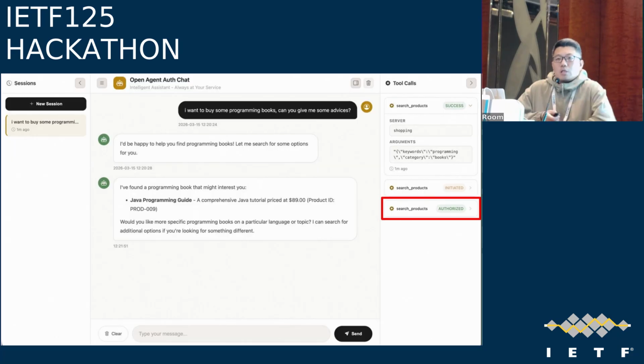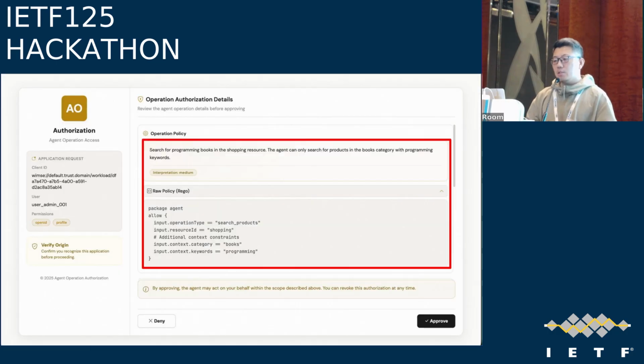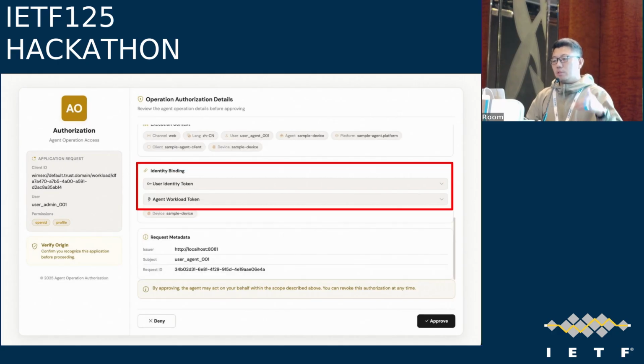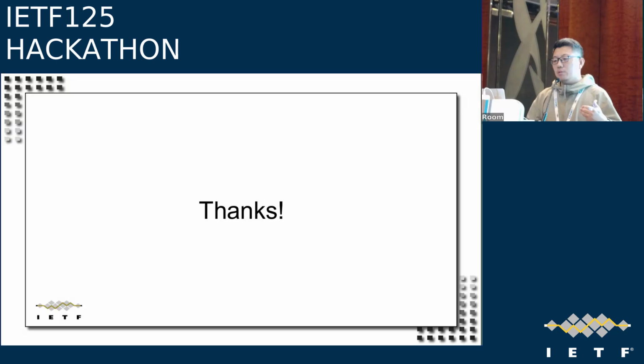In this hackathon, we tried to set up a demo for a real user scenario. Here the agent is delegated by the user to buy something on an e-commerce platform. You can try this. This is the user consent stage. You can see what the agent wants to do on the user's behalf, the exact action the agent wants to take. So the user can deny or accept.